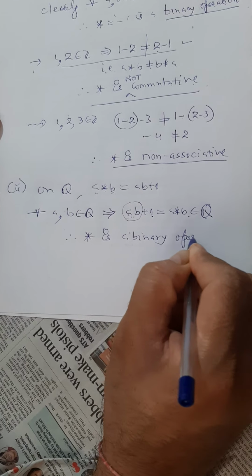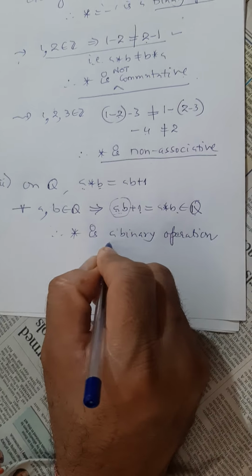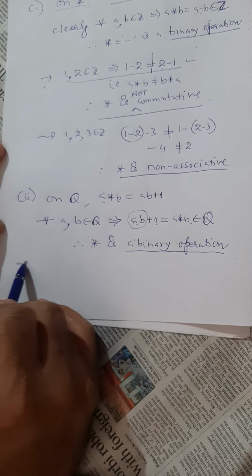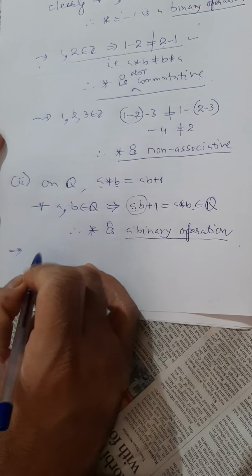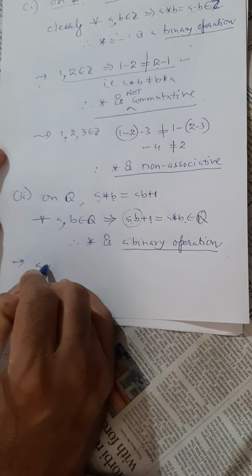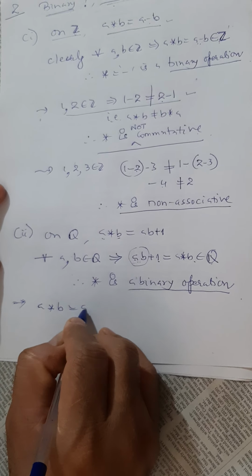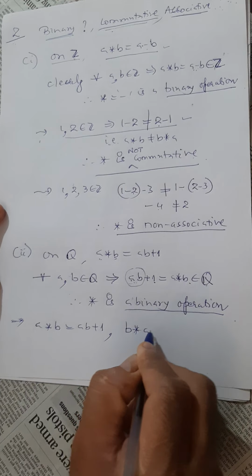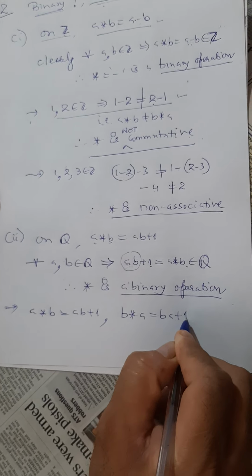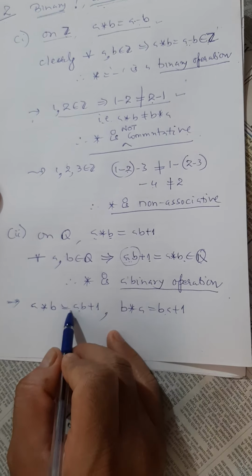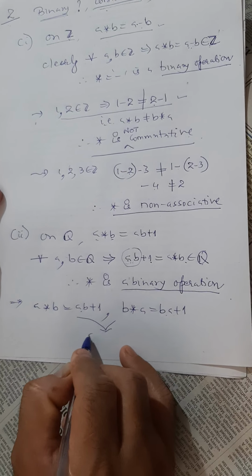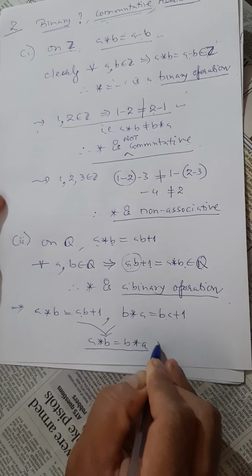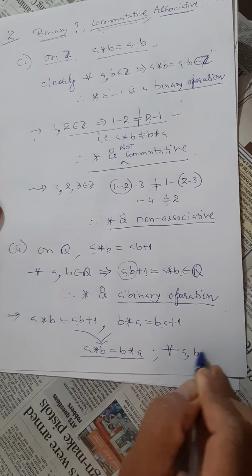Once it is a binary operation, then you can check the other two properties. Next, the commutative property. A asterisk B, you find, is AB plus 1. If I find B asterisk A, it will be BA plus 1. Now BA and AB are both the same in product, so from this you can say that A asterisk B equals B asterisk A, and this is true for every A, B in Q.